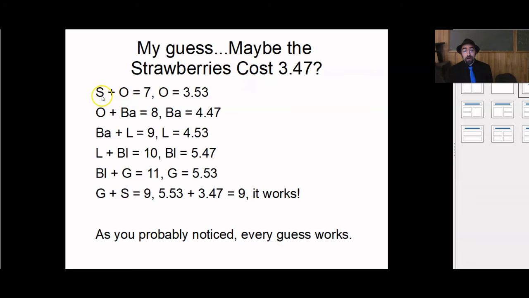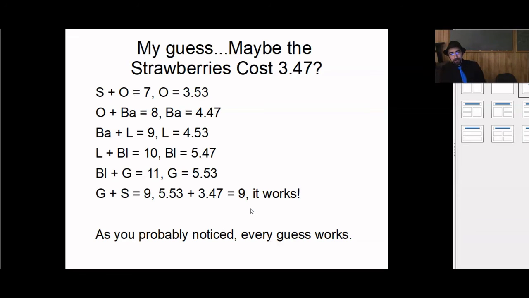And so if the strawberries cost $3.47, and the strawberries and oranges together cost 7, that means the oranges have to cost $3.53. Which means that the bananas would have to cost $4.47. Bananas and limes cost 9, so limes would cost $4.53. Plug that into the next equation, limes and blueberries cost 10, so the blueberries would cost $5.47, which means the grapes would cost $5.53, and the strawberries would cost $3.47. It comes out to 9, right? It works. My initial guess and my final guess matched. Or if I plug in my initial guess at the end, I get everything working.